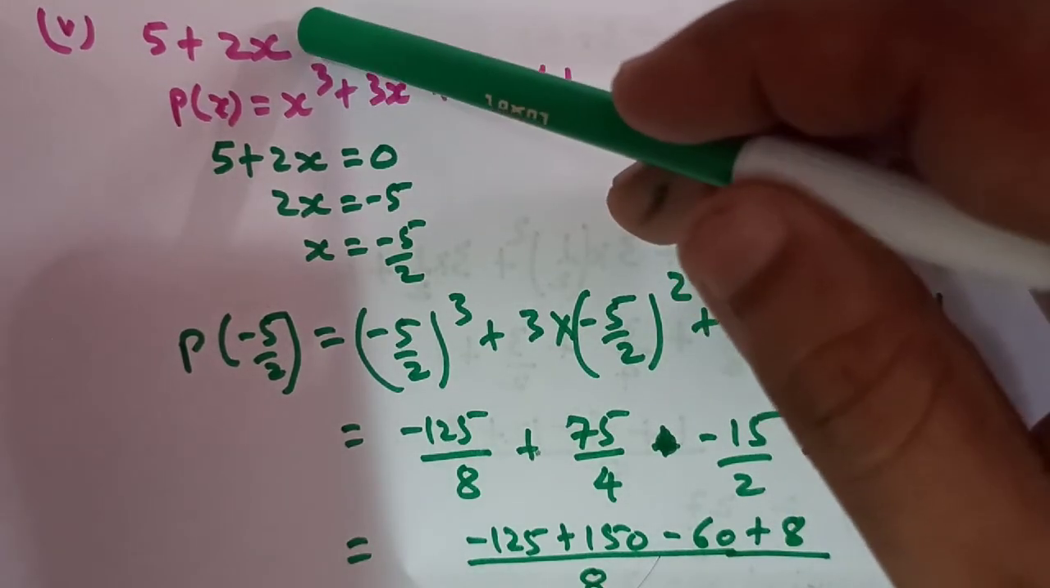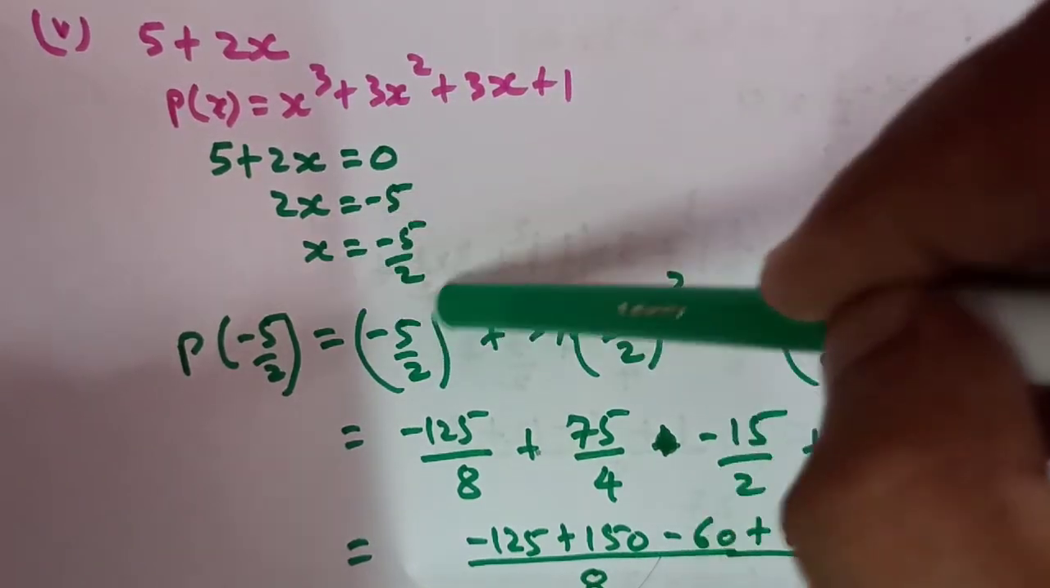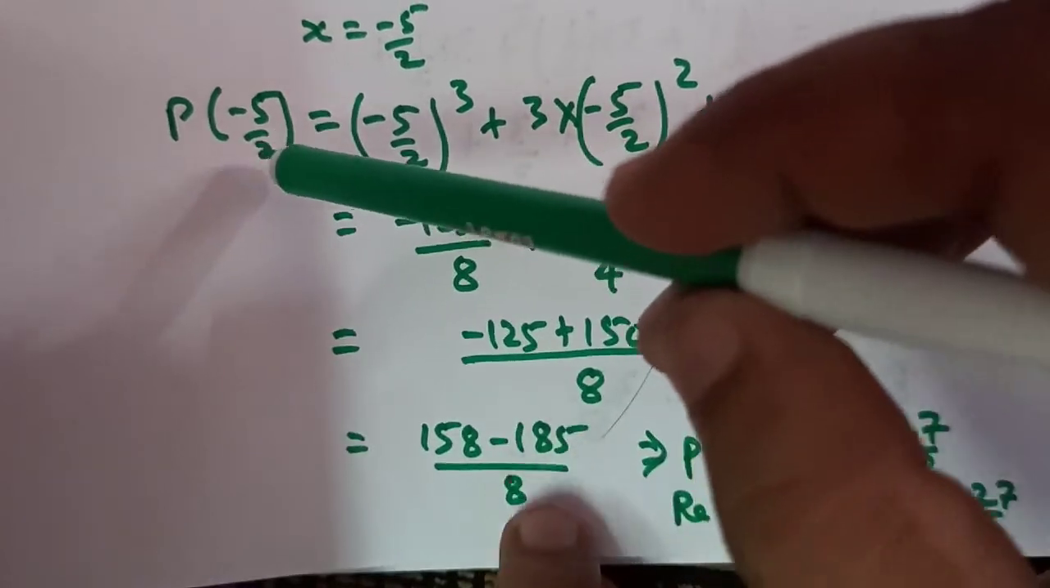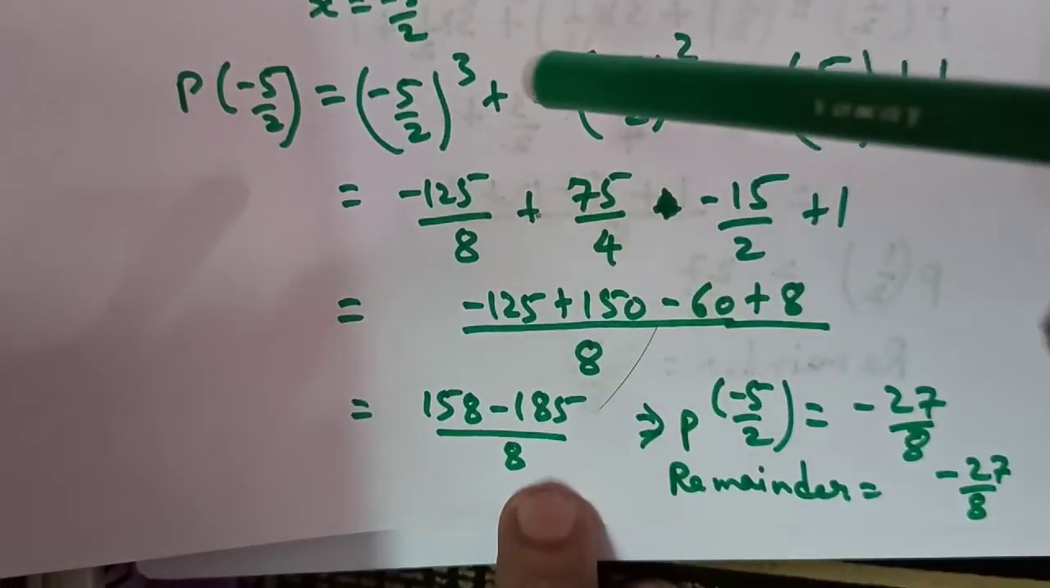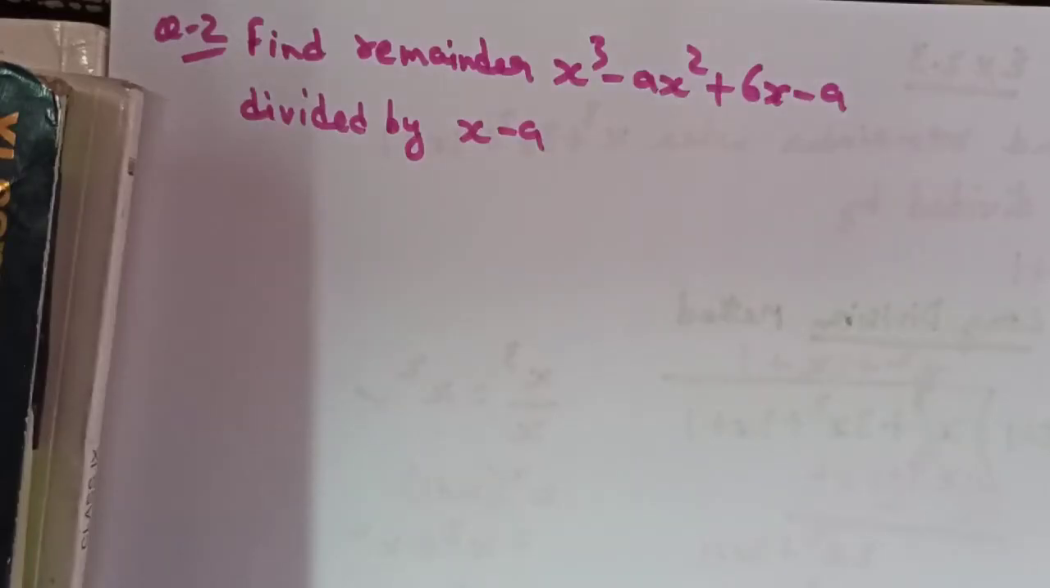So first of all we have to find out the zero of the divisor polynomial. That zero of the divisor polynomial will be a. Then we have to find out the value of p(a) simply. So then p(a) will be the remainder of the given polynomial. This is how you will be finding out the remainder of a given polynomial by the remainder theorem.